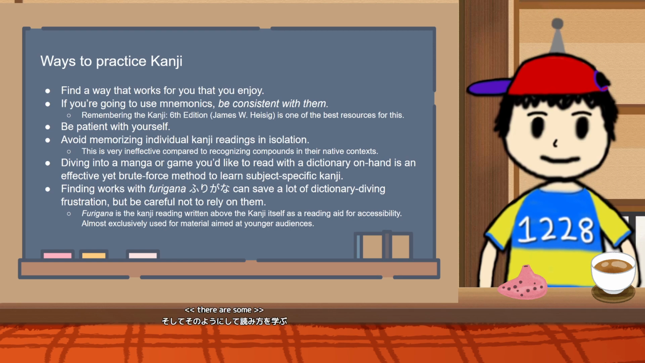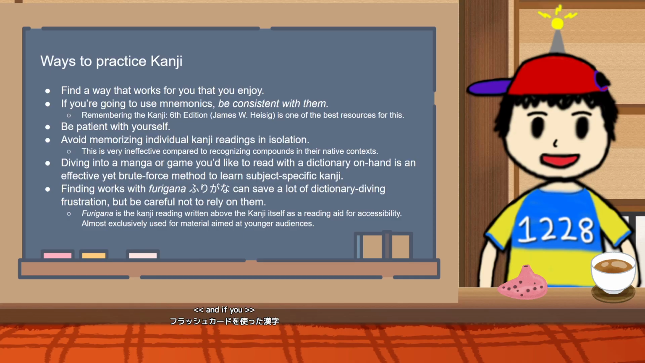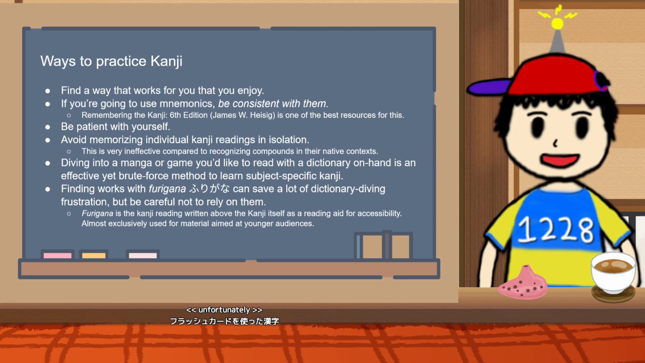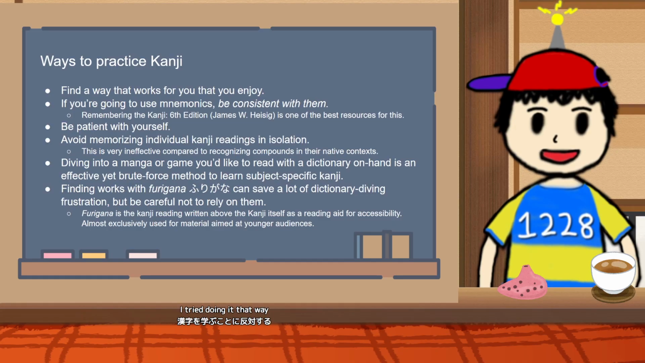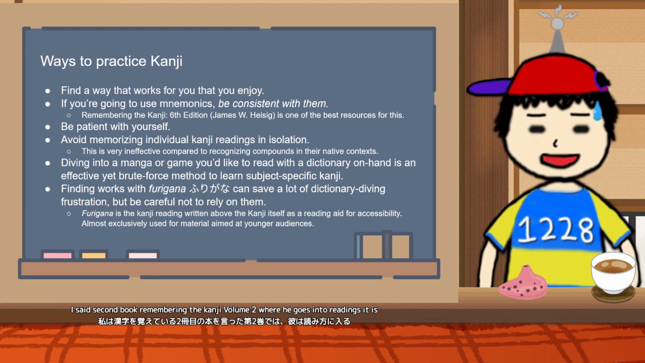There are some that try to focus on vocab, and they study the kanji using flashcards. That is cool if you efficiently learn that way. And if you enjoy that way, then that is your most efficient way of doing it. Unfortunately, I would have to disagree with learning the kanji that way. I tried doing it that way, using Heisig's second book, Remembering the Kanji Volume 2, where he goes into readings. It is not nearly as effective as Volume 1, and unfortunately that book has collected a lot of dust.